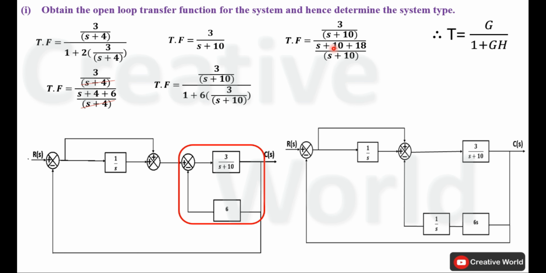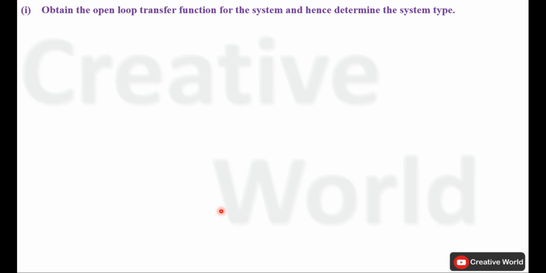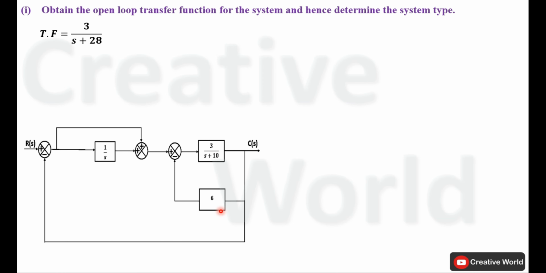Now the values s plus 10 are the same in both denominators. They will cancel out with each other. The only value that will be left is 3 divided by s plus 28. And 28 is the sum of 10 and 18. Now we have the transfer function of this negative feedback system, that is 3 divided by s plus 28. So we can replace this negative feedback system with its transfer function.